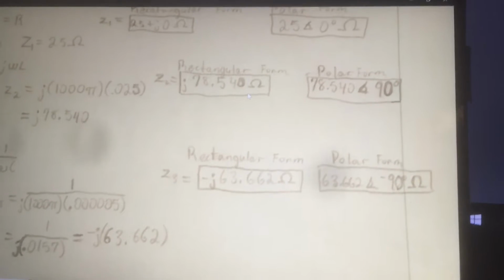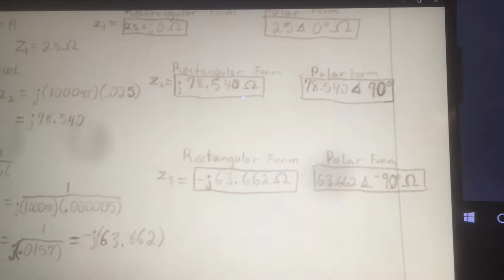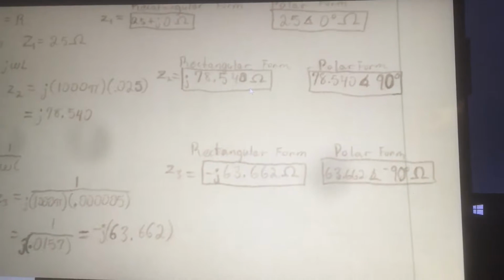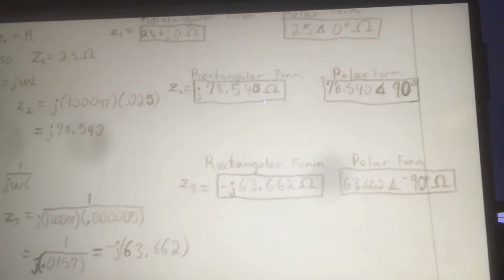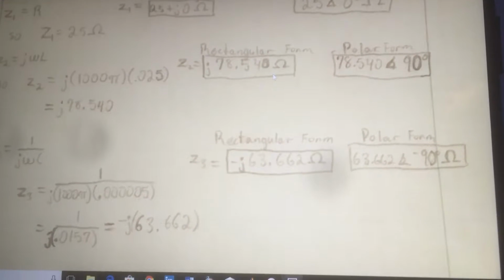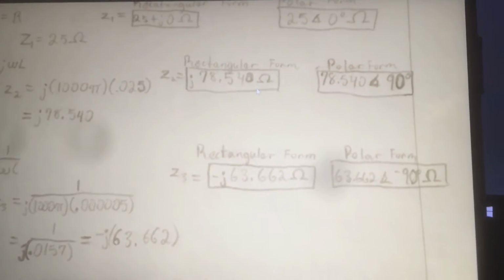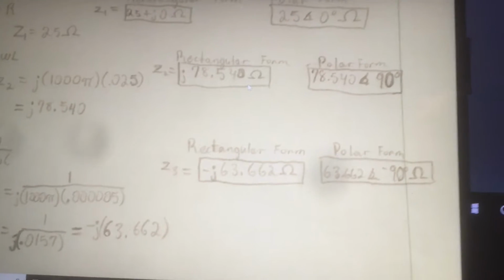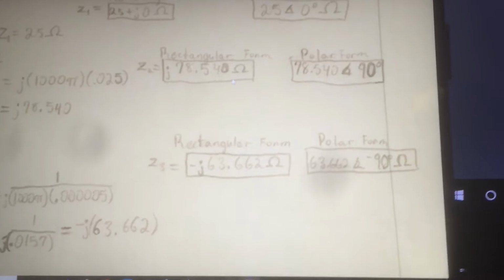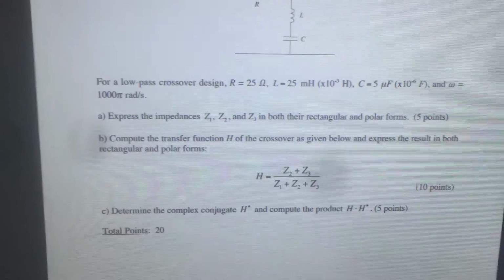The rectangular form of this will look like this: Z3 is equal to -J 63.662 ohms. Polar form will look like this: 63.662 angle -90 degrees, ohms. Here we had a -J component, and therefore we assume that the angle would be -90 degrees rather than a positive. So that's it for question A.